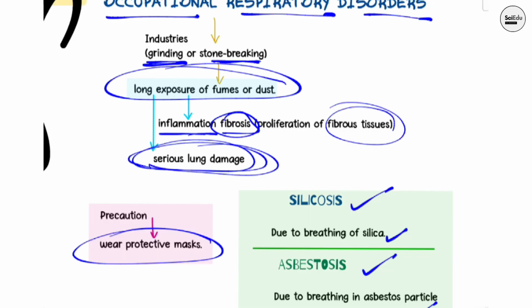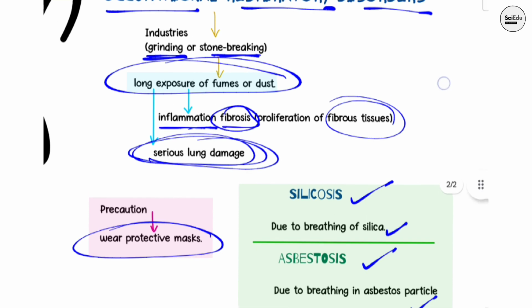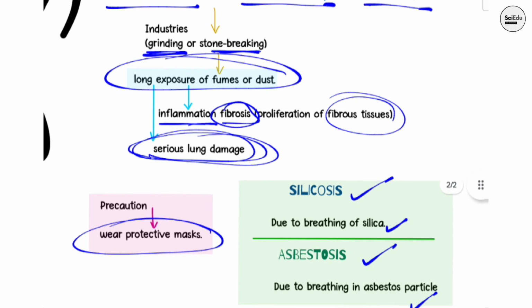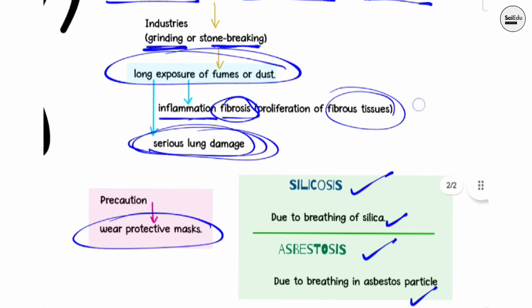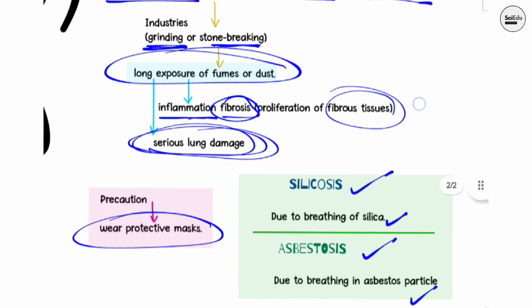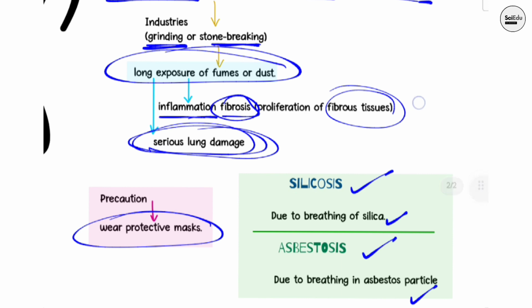Occupational respiratory disorders. In certain industries, especially those involving grinding or stone breaking, so much dust is produced that the defense mechanism of the body cannot fully cope with the situation. Long exposure can give rise to inflammation leading to fibrosis, proliferation of fibrous tissues, and thus causing serious lung damage. Workers in such industries should wear protective masks.